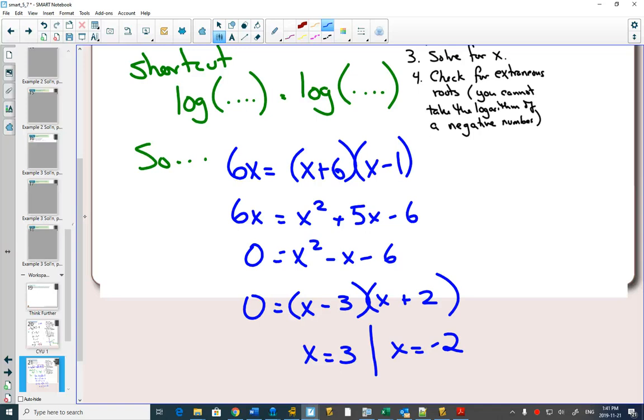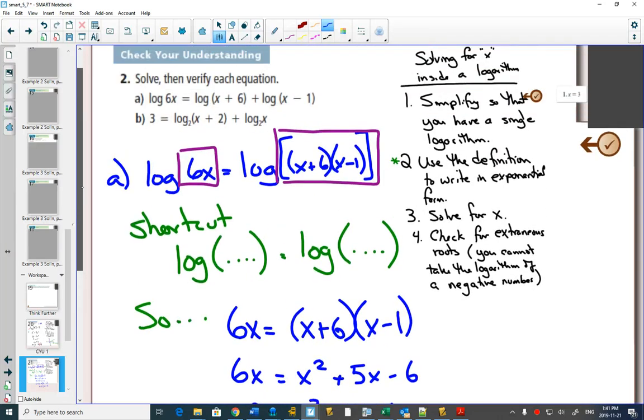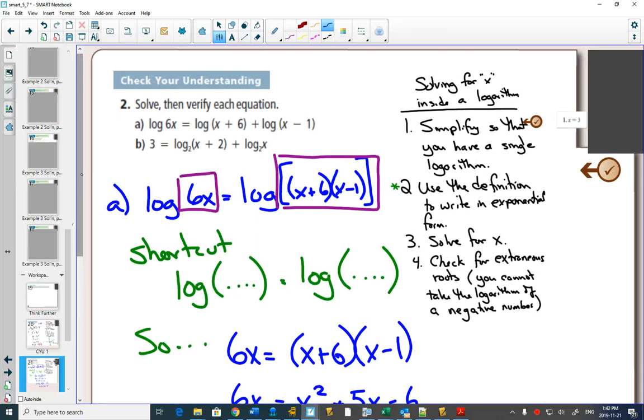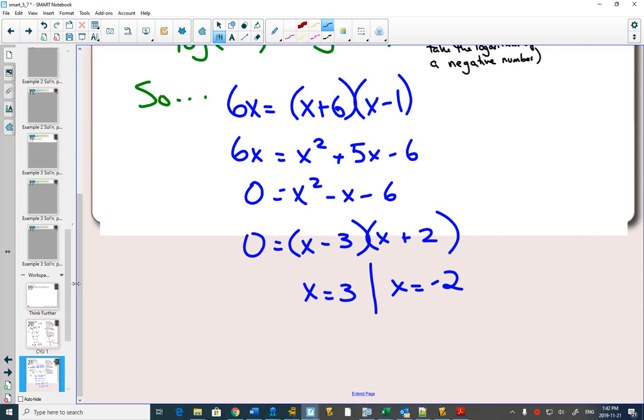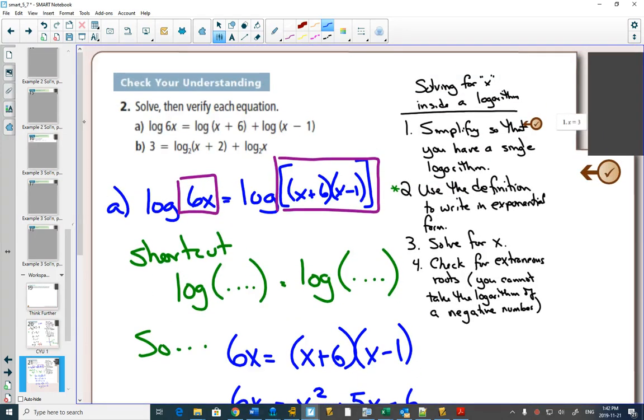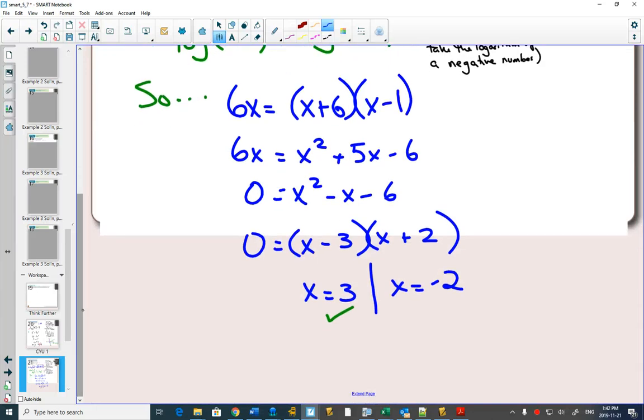Once you solved for x, you have to plug those back into your original equation to see if you ever take the logarithm of a negative number. So if we try positive 3, I'd have 18 there, positive 9 there, positive 2 there. Those happen to all work. If I try negative 2, 6 times negative 2, negative 12, right away I run into a problem. That's an extraneous root. So the only answer is x equals 3.